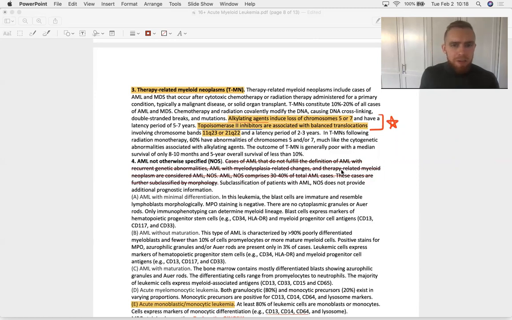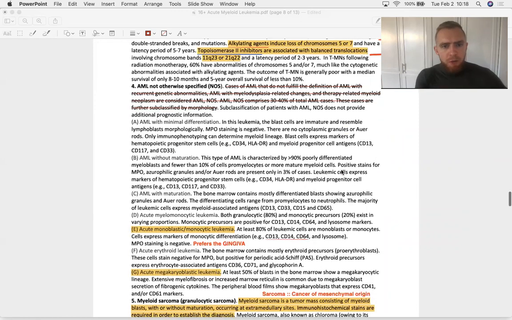And then there's topoisomerase 2 inhibitors, such as etoposide. And that one is associated with translocations involving chromosome 11 and 21. So just a couple to recognize, don't need to know everything about them.